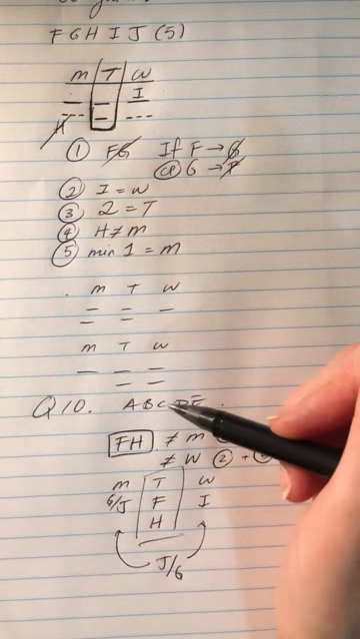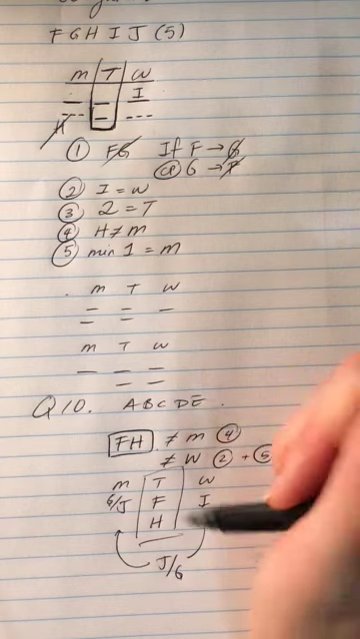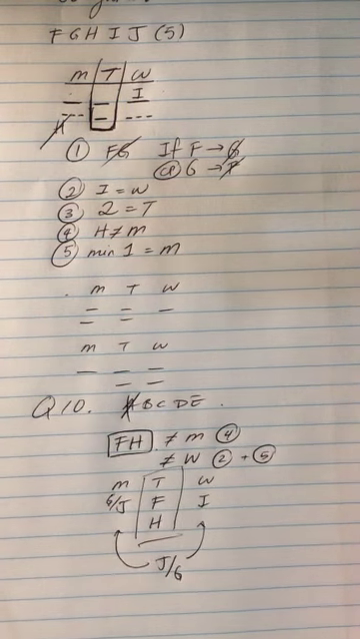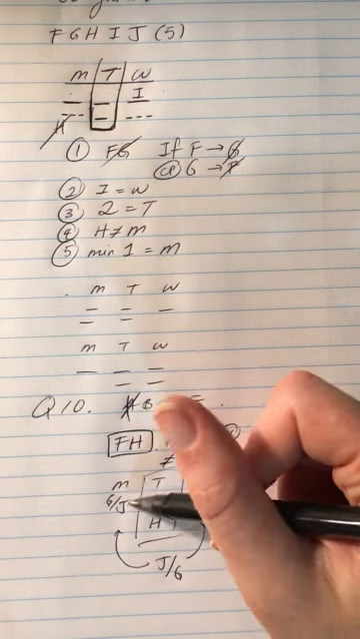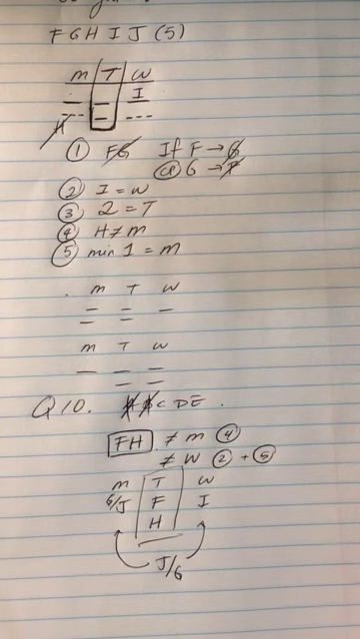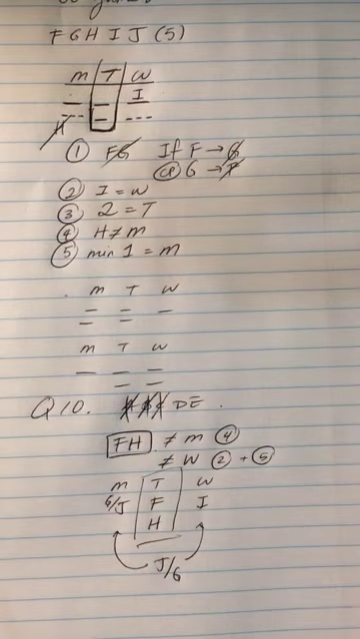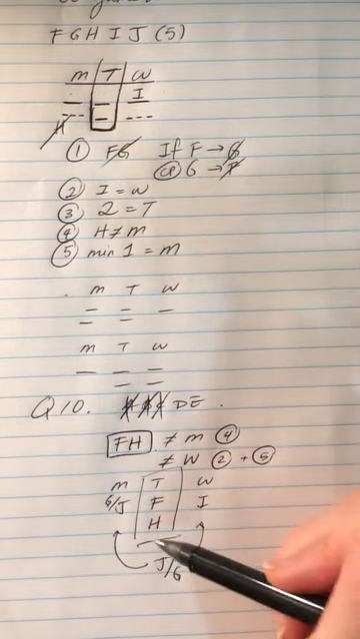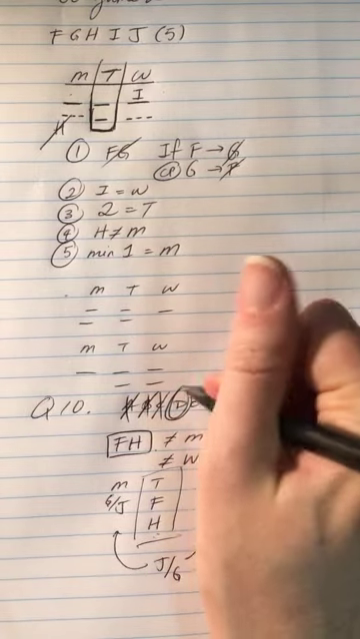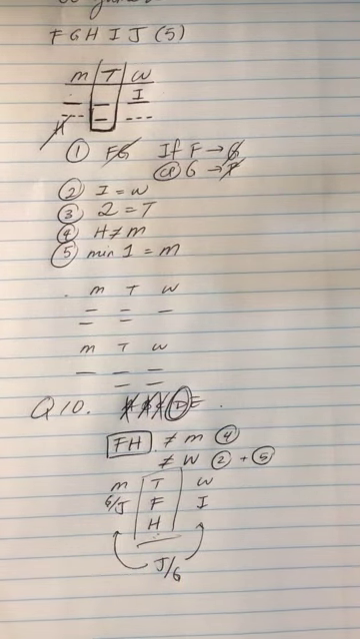A, must it be true that F is scheduled to testify on Wednesday? No, that can't be true. B, must it be true that G is scheduled to testify on Monday? Could be true, but doesn't have to be. B is out. Does G have to be on Wednesday? C, no, could be true, doesn't have to be. D, H is scheduled to testify on Tuesday. Now that does have to be true. So D is the correct answer.